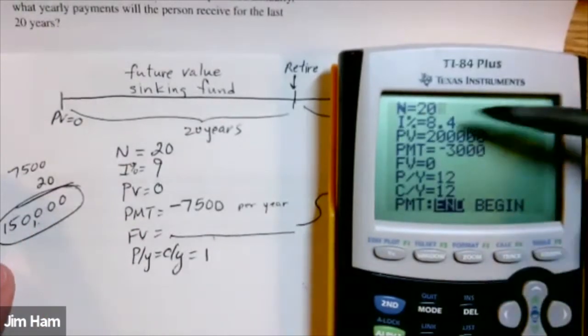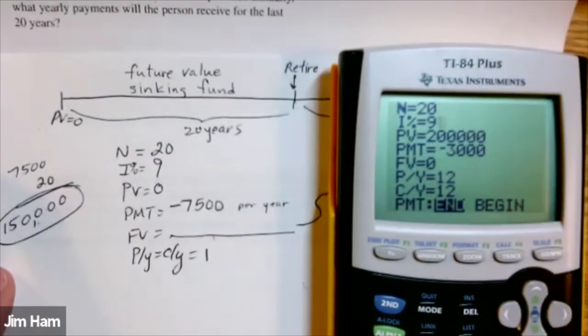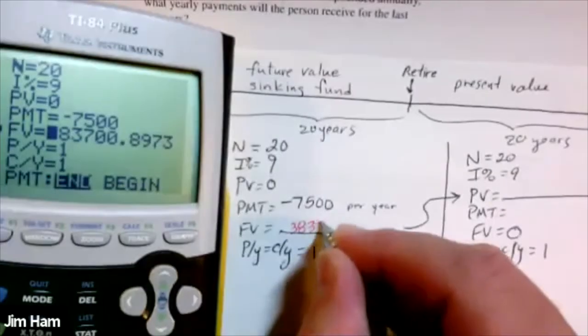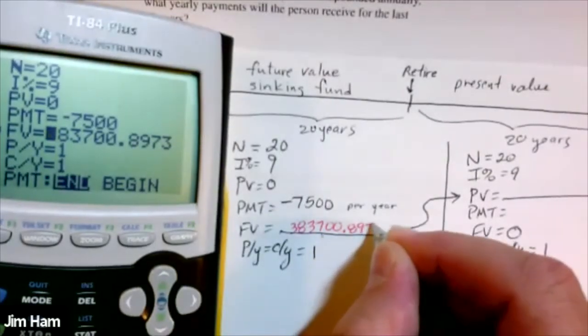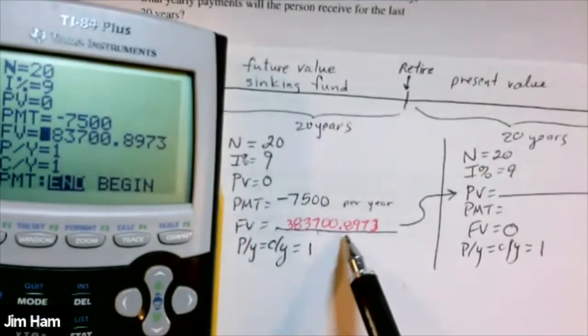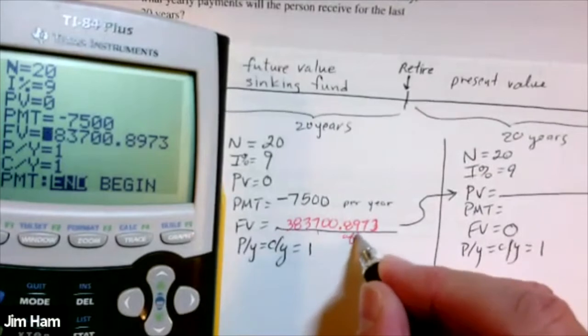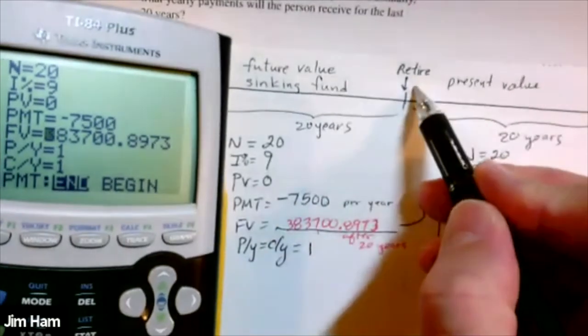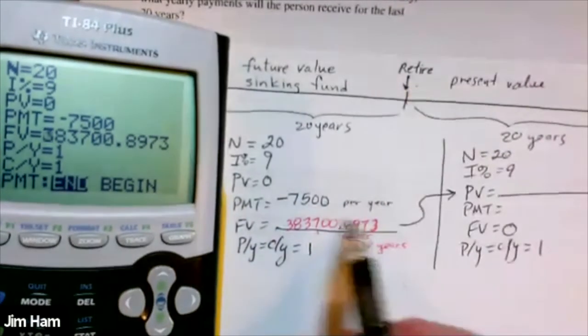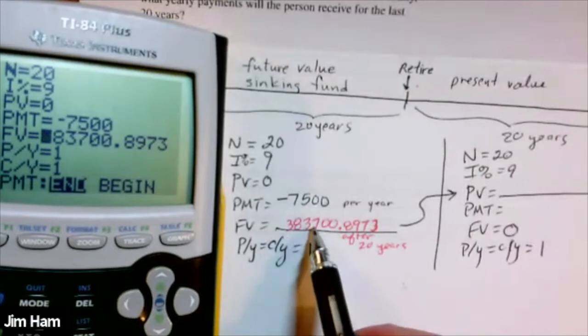So N is 20, and then the interest rate is 9, and we start with 0, but we make $7,500 payments each year, 383,700, and I'll round it. Well, I won't round it yet. Now this is the future value after 20 years. Then we retire, and then we pay ourselves from this chunk of money.